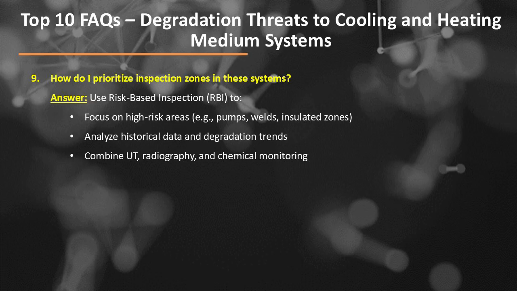Question number 9. How do I prioritize inspection zones in these systems? The answer is, use risk-based inspection or RBI to focus on high-risk areas such as pumps, welds, insulated zones. Analyze historical data and degradation trends. And combine UT, radiography, and chemical monitoring.